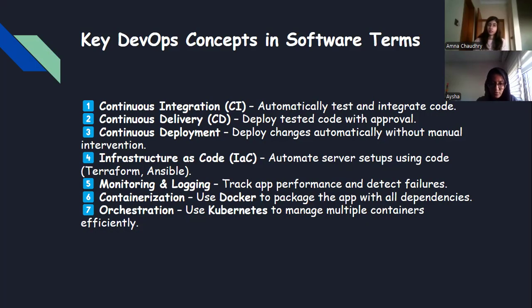Containerization: we can use Docker to package the app with all dependencies. For example, let's take PHP. For a web application, if we need PHP 7.1, it packages all the dependencies in our Docker, which makes the process faster and easier. Orchestration uses Kubernetes to manage multiple containers efficiently. Docker itself is a box that does the packaging, and in Kubernetes there are multiple Dockers handling multiple applications at the same time.